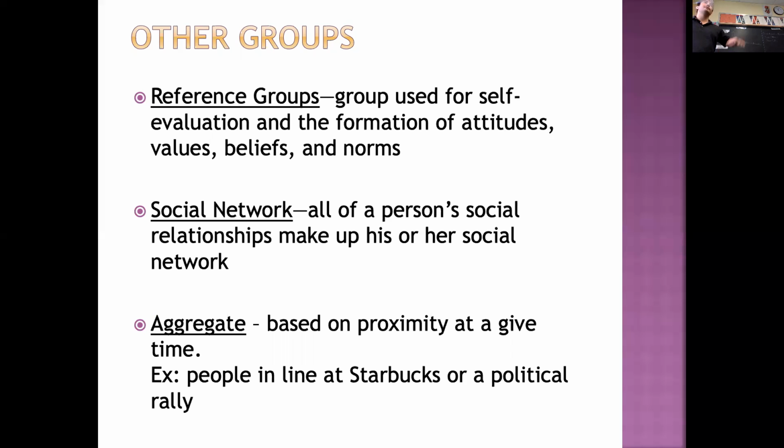Social network: all a person's social relationships make up his or her own social network. So who you're part of in school, what friend group, what you're part of on, let's say, an athletic team, or maybe a church group. All these people that you interact with, that you maybe have a primary relationship with, if you're involved in a primary group or a secondary group, they all belong to your social network.